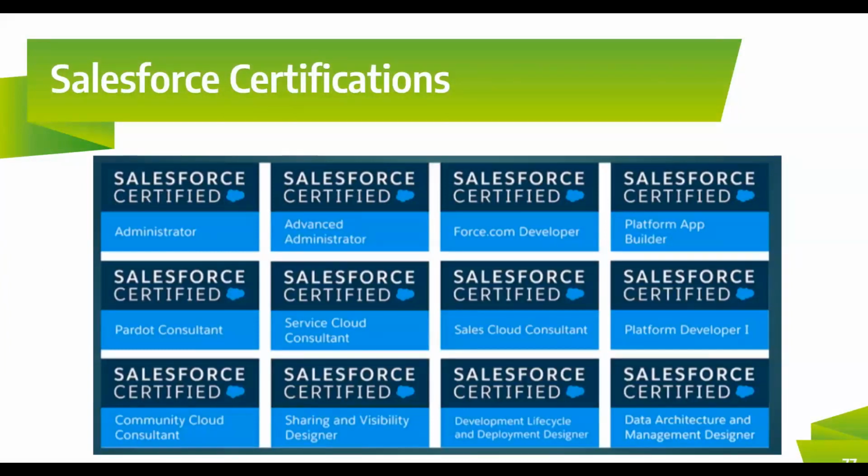Suppose you want to go as an administrator. You can do Administrator, Advanced Administrator, App Builder. In case you want to go as a developer, you have to go for Platform Developer One. After administration, you can go for Platform Developer One, Platform Developer Two, and so on. Likewise, we have n number of certifications.